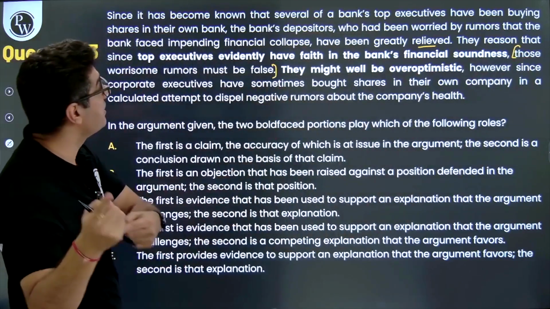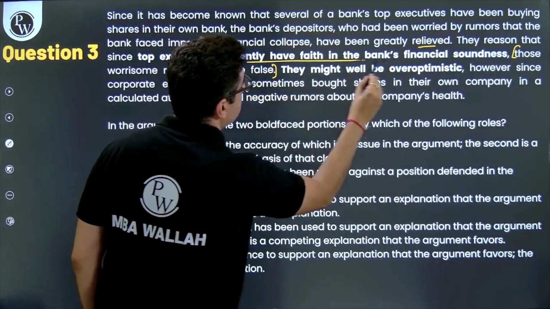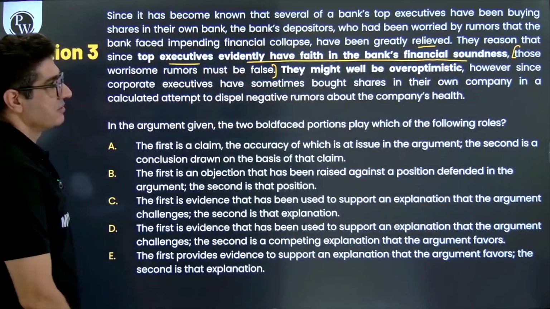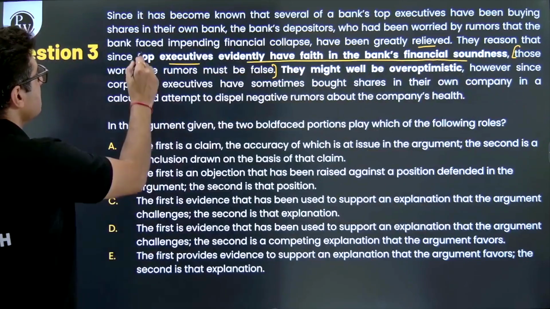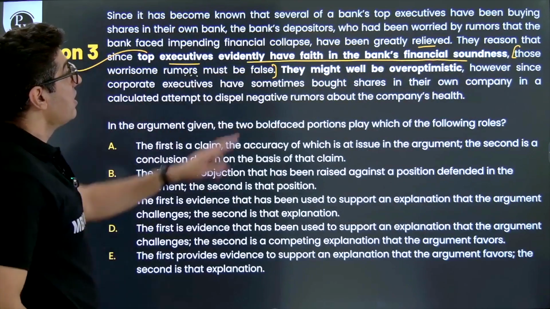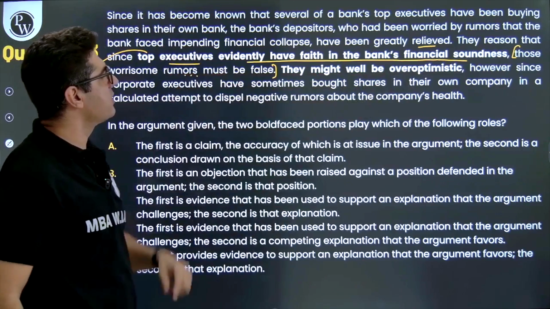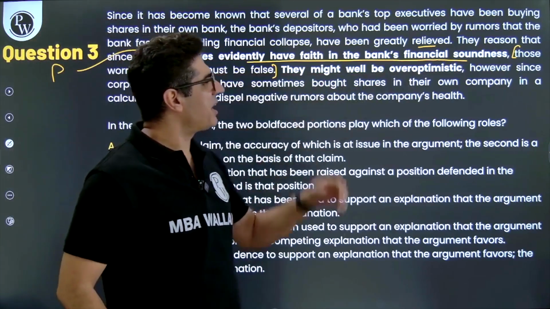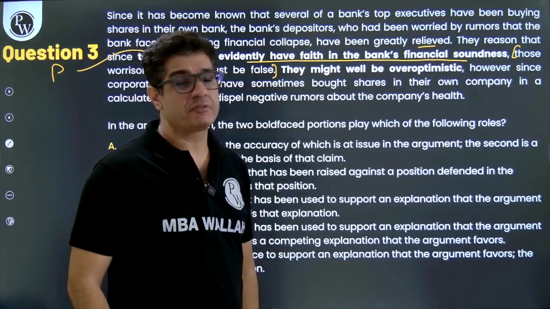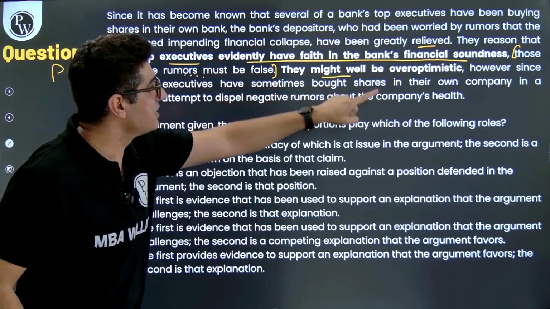So now check, those worrisome rumors must be false. Why? On what basis are we saying this? Since top executives evidently have faith in the bank's financial soundness. So this is basically acting as a premise for this conclusion. They might well be over optimistic. When people say those rumors must be false, when you say they might well be over optimistic, that's a polite way of saying these guys are wrong. So the author is going against this conclusion. This is his basic stance.